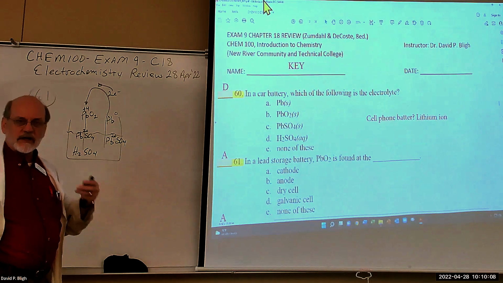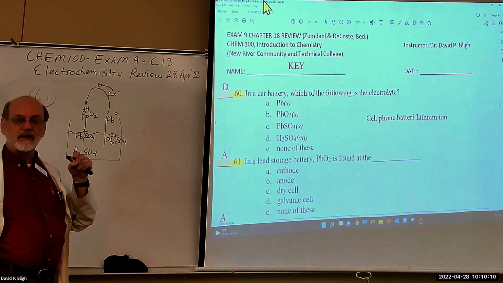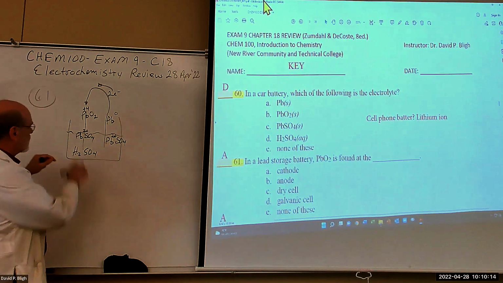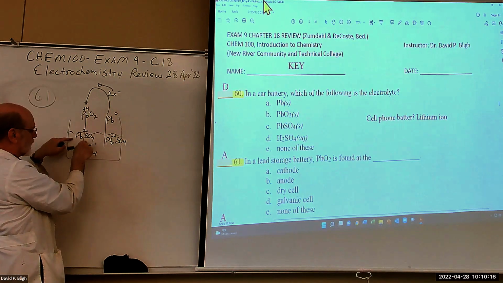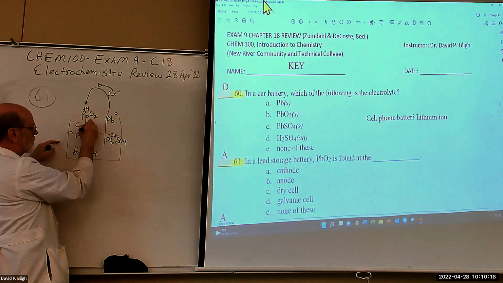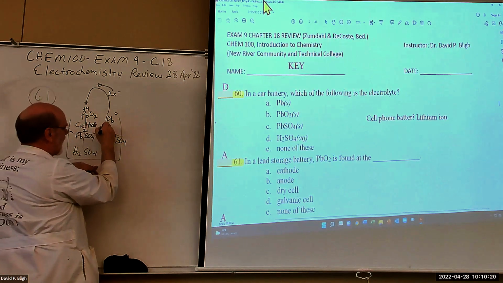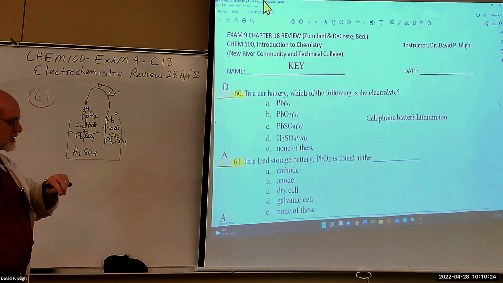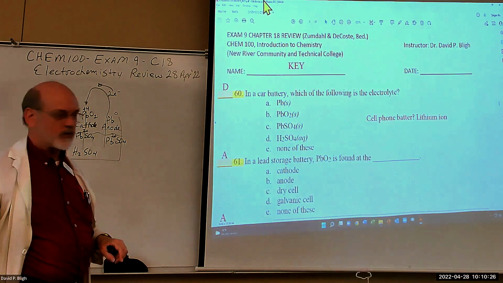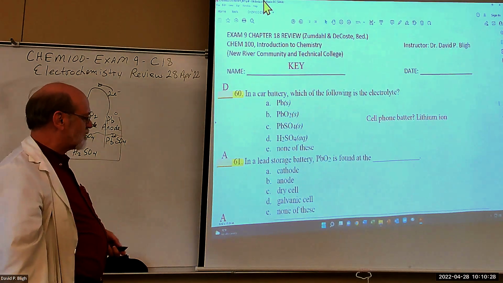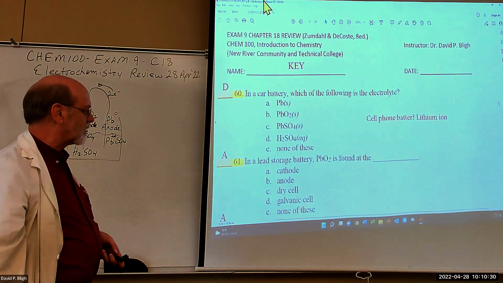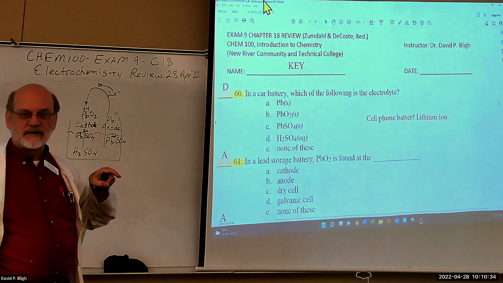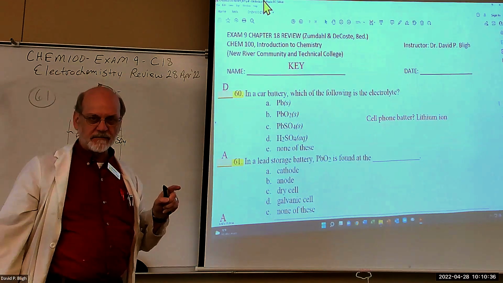Okay. So now we can say which one's the anode, which one's the cathode. The cathode is the half cell for the site of reduction. Here's reduction taking place. That's the cathode. This is the anode, where oxidation takes place. So now let's see if we can answer the question. In a lead storage battery, PbO2 is found at the cathode. That's where reduction takes place.